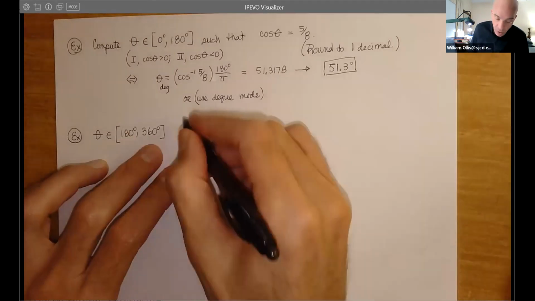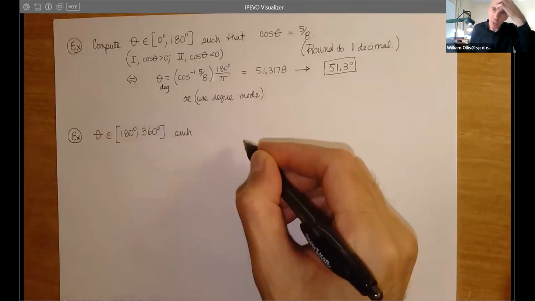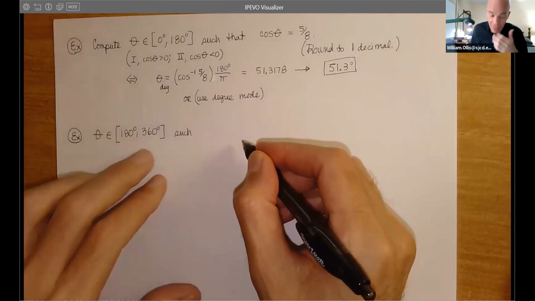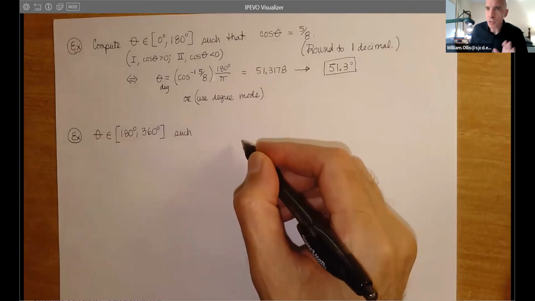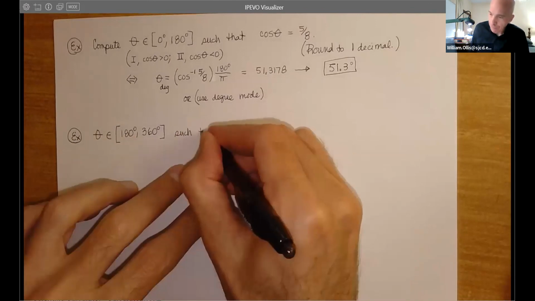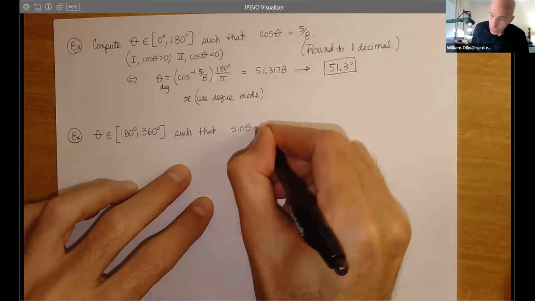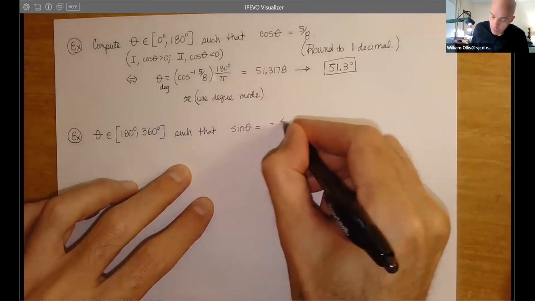And what do we want? We want all theta. We don't want to throw caution to the wind and be done. We want all theta such that sine theta equals -4/5.